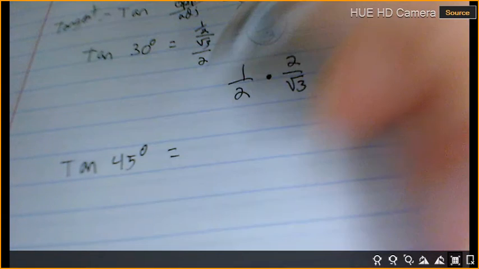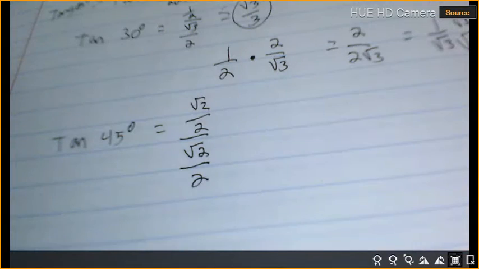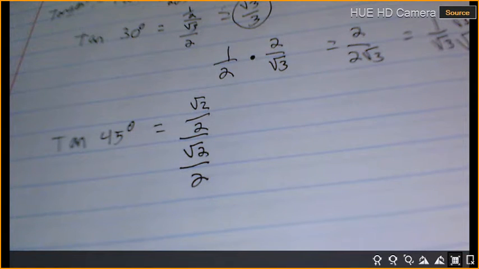Okay, everybody's got their unit circle out in front of them? You should. What is the y value at 45 degrees? Square root 2 over 2, and what's the x value? What's square root 2 over 2 over square root 2 over 2? Try again. What's 2 divided by 2? So what's square root 2 over 2 divided by square root 2 over 2?